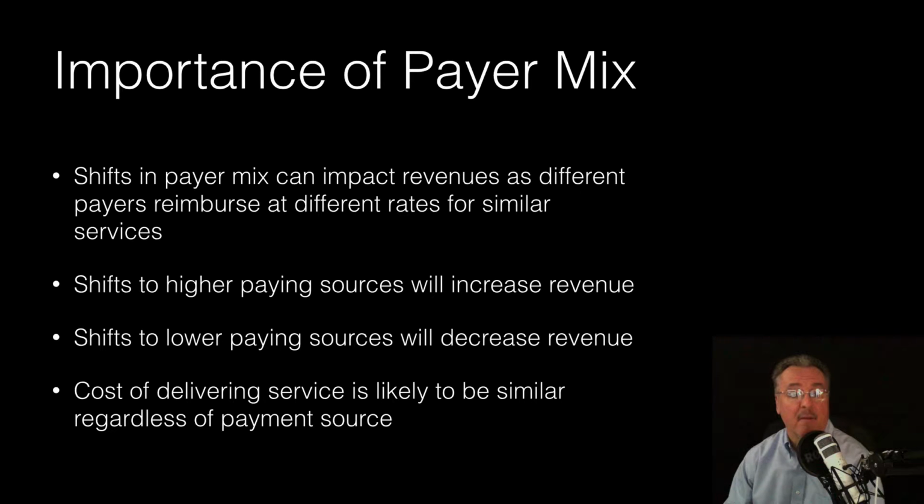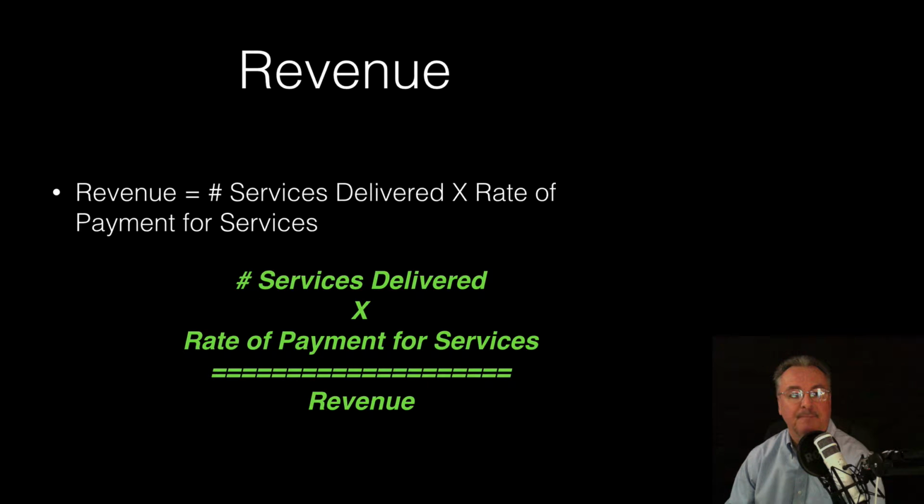The importance of payer mix is that shifts in payer mix can impact revenues, as different payers reimburse at different rates for similar services. Shifts to higher paying sources will increase revenue. Shifts to lower paying sources will decrease revenue in spite of the fact that the same amount of work has been done, the same number of services have been delivered. The cost of delivering service is likely to be similar regardless of the payment source. So a shift to a higher paying source means more net revenue or profit. Shifts to lower means less net revenue or profit for your practice.